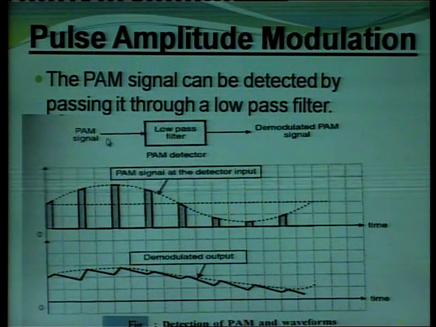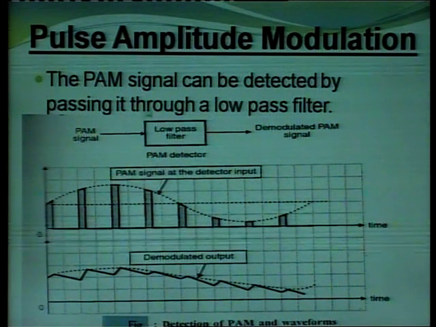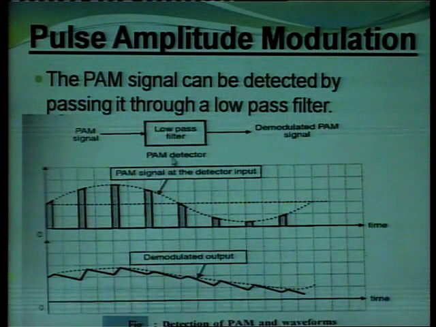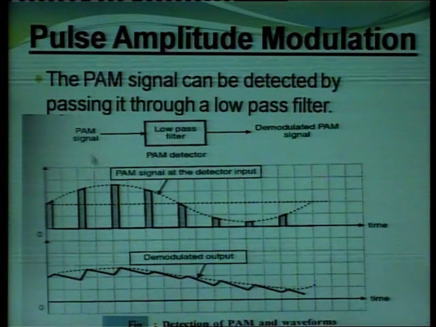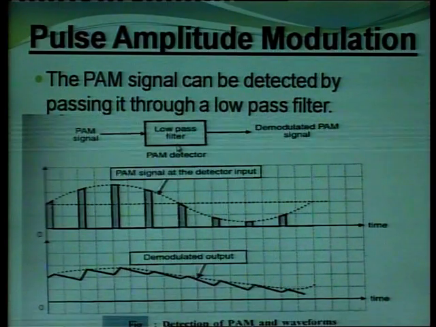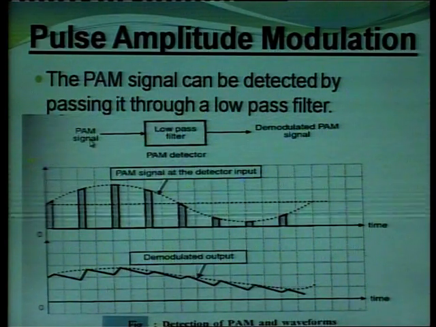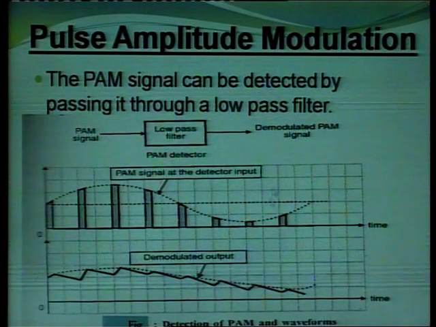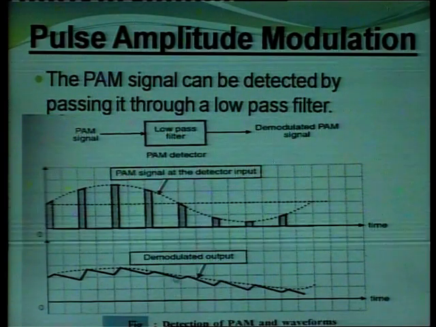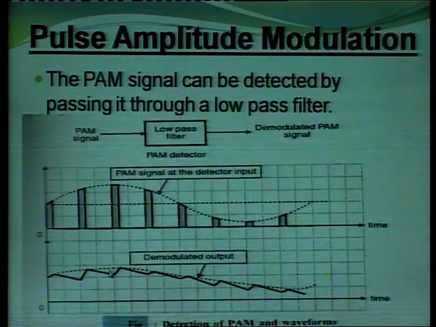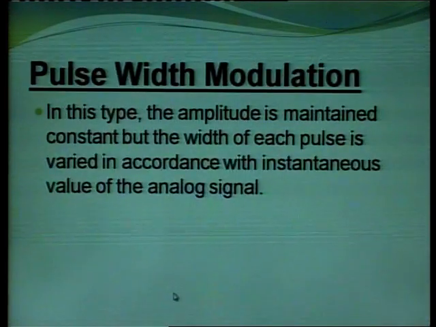There is another diagram in which the PAM is reconstructed to generate the modulating signal. The PAM signal is applied to a low pass filter. So the low pass filter gives a demodulated PAM output. The PAM signal is applied to the low pass filter and we get a demodulated PAM signal whose shape is the same as the modulating signal.